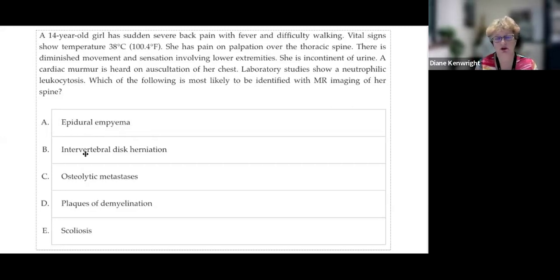She's a bit young for disc herniation. It can give rise to incontinence of urine and bilateral leg weakness, but no fever. Osteolytic metastases, at 14, not particularly. Demyelination, so thinking MS, again not particularly associated with cardiac murmurs. Scoliosis, well, they probably would have noted that. The abscess also explains pain there in the thoracic spine. Okay, good.